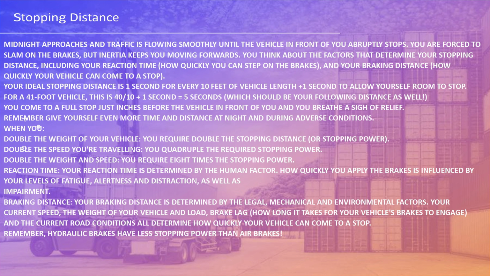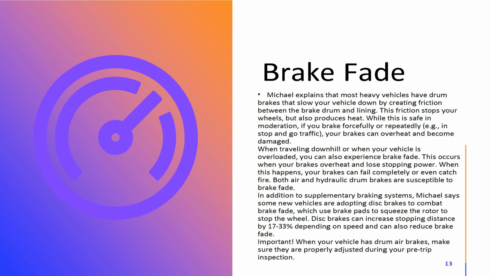Reaction time. Your reaction time is determined by the human factor. How quickly you apply the brakes is influenced by your levels of fatigue, alertness, and distraction, as well as impairment. Braking distance. Your braking distance is determined by the legal, mechanical, and environmental factors. Your current speed, the weight of your vehicle and load, brake lag, how long it takes for your vehicle's brakes to engage, and the current road conditions all determine how quickly your vehicle can come to a stop. Remember, hydraulic brakes have less stopping power than air brakes.